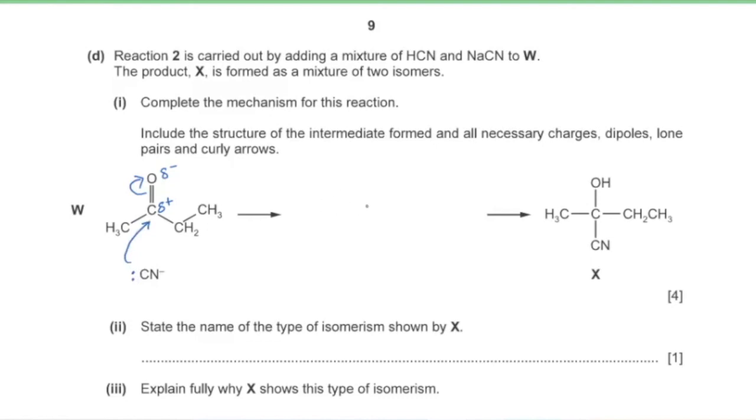Now the second intermediate product would have a single bond O with oxygen having a lone pair of electrons and a negative charge. Everything will remain the same, except that now it will have a CN group attached to it. Now this lone pair of electrons will be attracted towards H plus that had come from HCN.